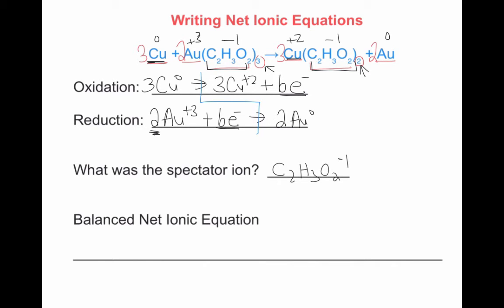Now what I'm going to do is write my balanced net ionic equation. I'm going to divide these two half reactions into 2 parts, my reactant side and my product side. I'm going to cancel my electrons, and then I'm going to rewrite this net ionic equation combining the 2 half reactions together. So as a result, I'm going to get 3Cu0 plus 2Au plus 3 yields 3Cu plus 2 plus 2Au0. And as a result, I have a balanced net ionic equation.